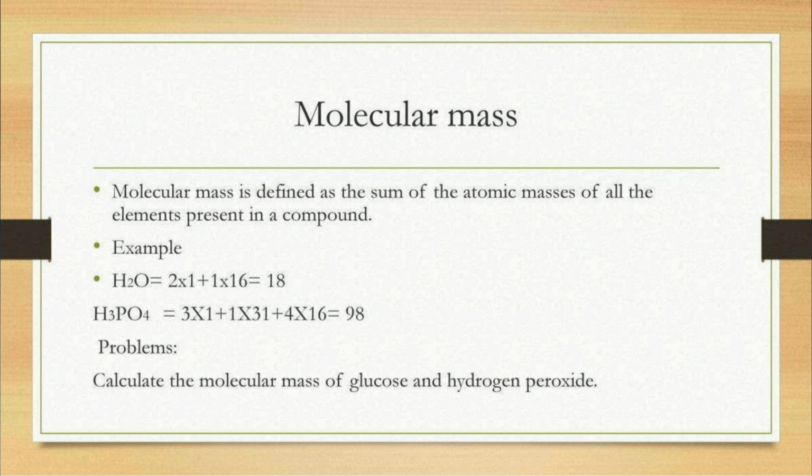Atomic mass of hydrogen, 1. Atomic mass of oxygen, 16. 2 into 1 plus 1 into 16. 2 plus 16 is equal to 18. Similarly, for H3PO4, the molecular mass will be 98.